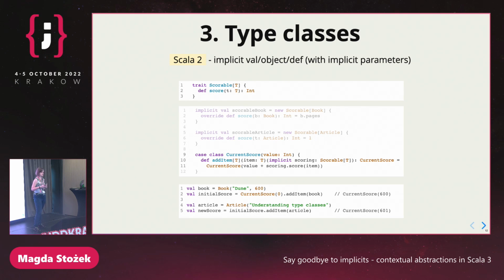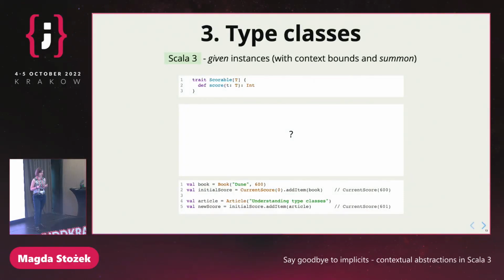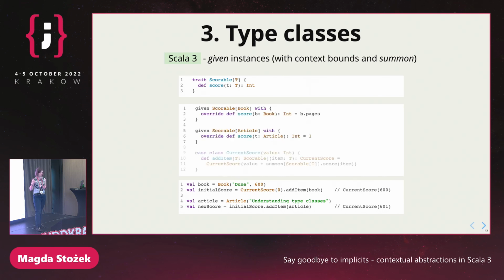And now we are moving to Scala 3. And in Scala 3, type classes are defined using the given keyword that you have already seen. So you have a given scorable of type book with the implementation and a given scorable of type article. And the way you use it, you can have, again, the context bounds here. And here at the bottom, you will see the summon. So it used to be implicitly, now it's called summon. So even for such a simple thing, the implicit keyword is gone, even as a prefix. The behavior is the same, but it's not implicitly, it's summon now.